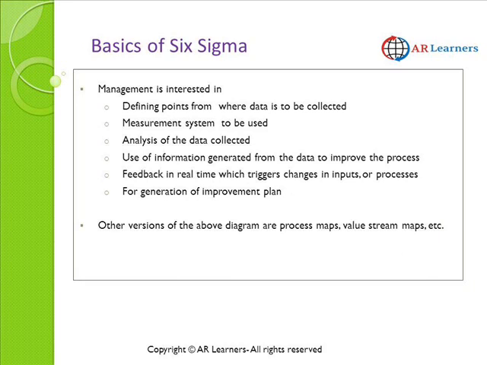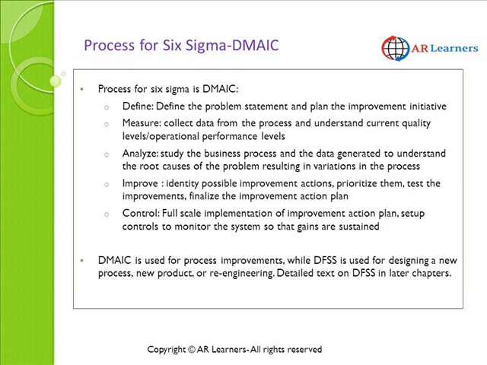Basics of Six Sigma: management is interested in defining points from where data is to be collected, the measurement system to be used, analysis of the data collected, and use of information generated from the data to improve the process, with feedback in real time which triggers changes in inputs or processes for generation of an improvement plan. Process for Six Sigma: DMAIC. DMAIC is used for process improvements, while DFSS is used for designing a new process, new product, or re-engineering. Detailed text on DFSS in later chapters.